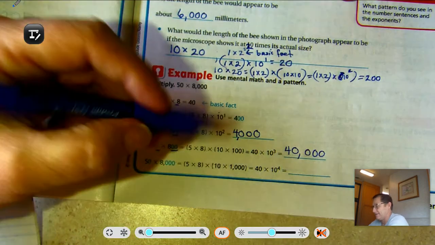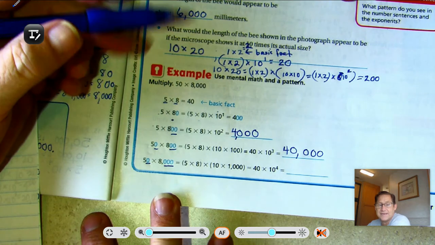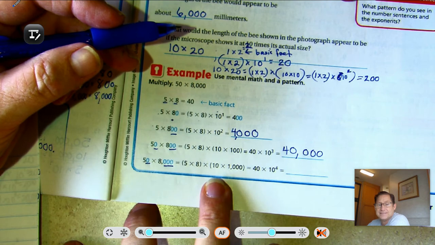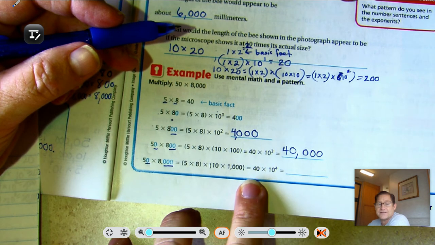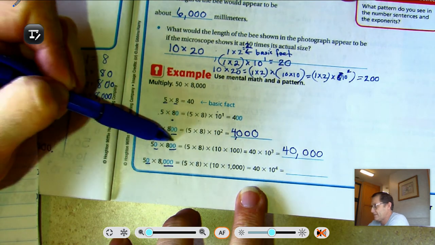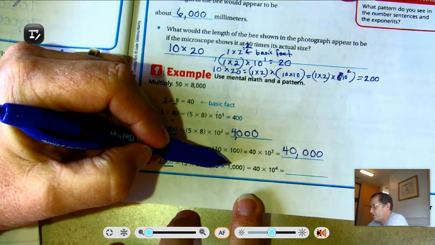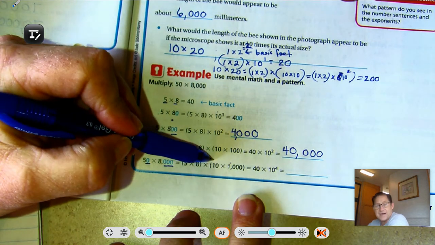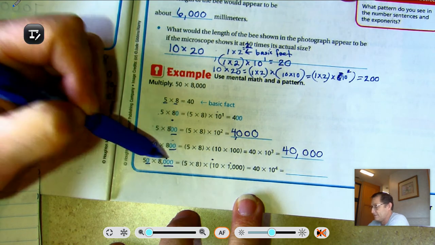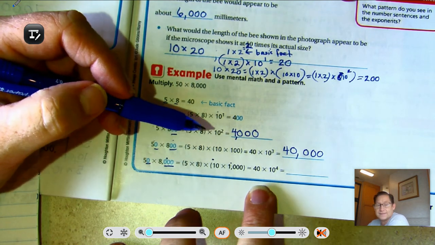And so finally, we can look at the actual problem of 50 times 8,000. Our basic math fact, 5 times 8 times 10 times 1,000. Because that's what we have here in the previous one. When we multiplied 50 times 800, we have 10 to the third, which is 1,000. So 10 to the third times the additional 10 that we're multiplying to get to 8,000 from 800 gives us 40 times 10 to the fourth.